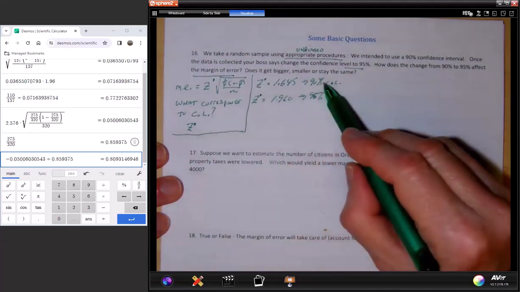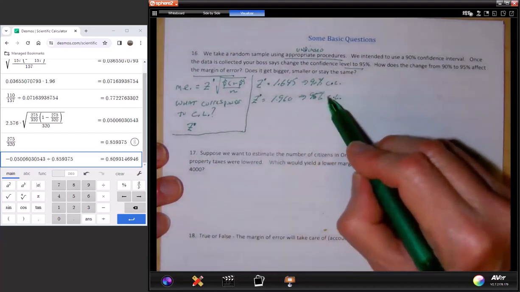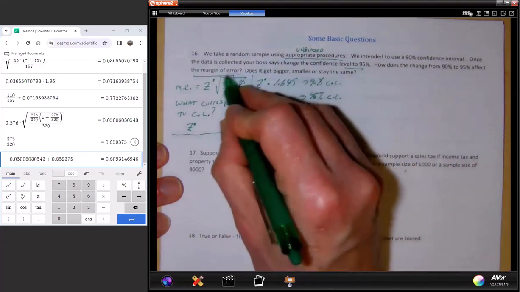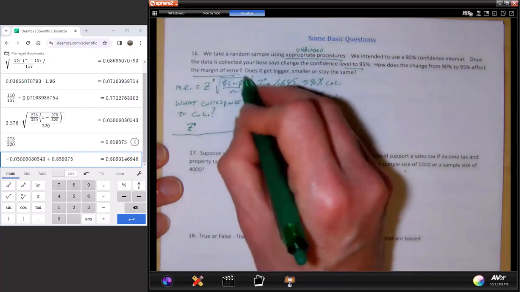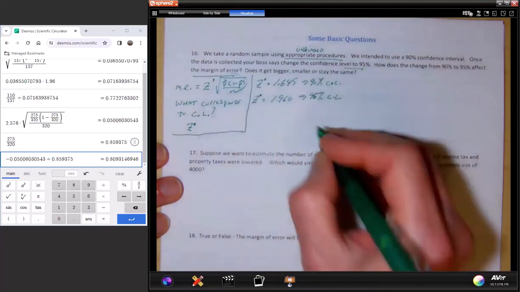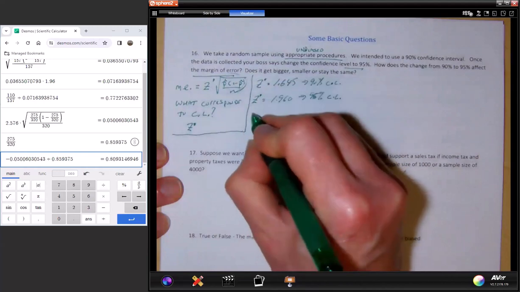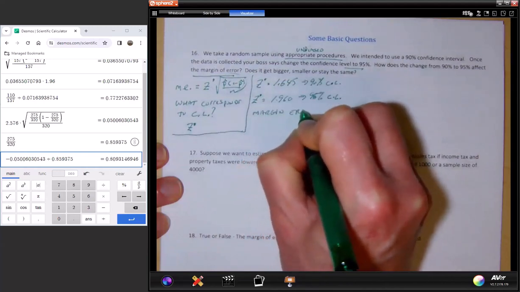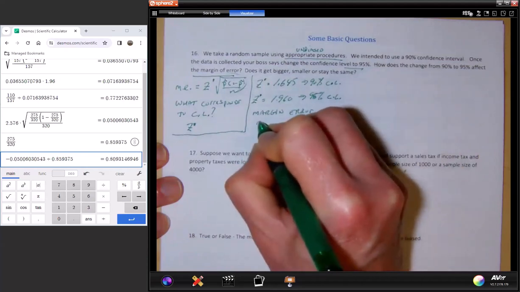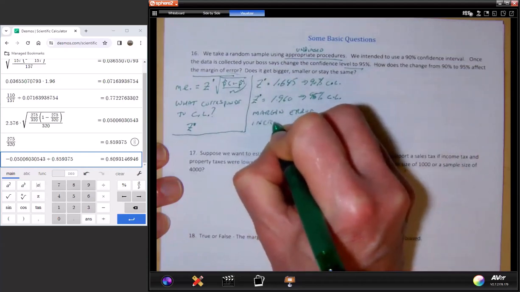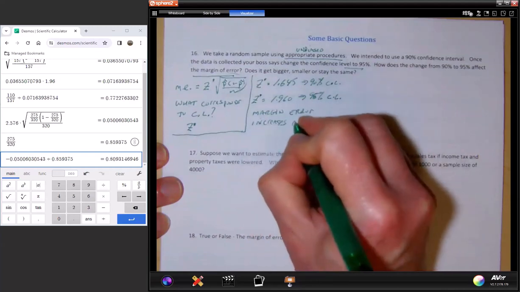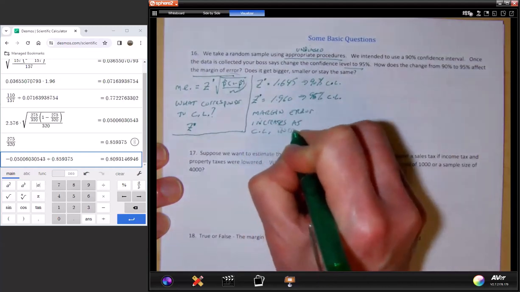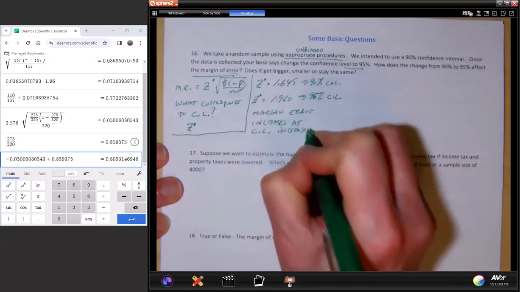And you'll notice that as the confidence level goes up, the Z star goes up, and notice this is staying the same. This is not changing. So the standard error is not changing. The only thing that's changing is Z star. So what does that mean? Margin of error increases as confidence level increases. Now, some people, if I were to ask them, would say the exact opposite.